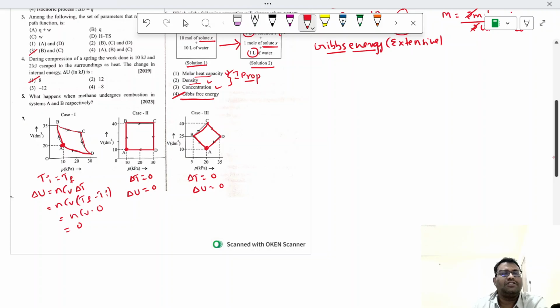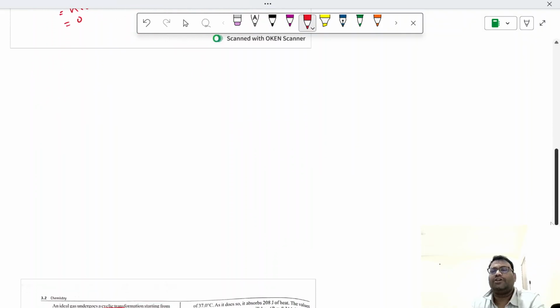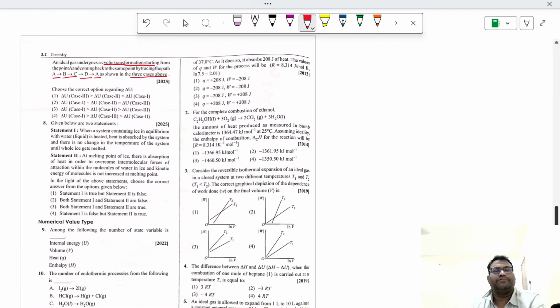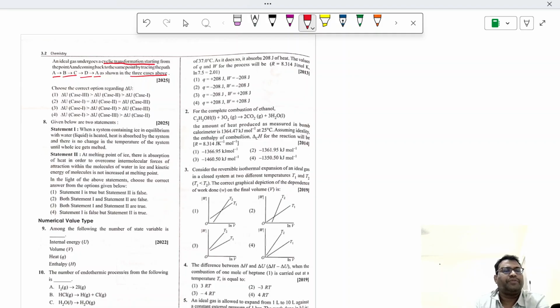So in all these three cases, what are you finding? Delta U is equal to 0. Let us see here. Second option: delta U in case 1 is equal to delta U in case 2 is equal to delta U in case 3. In all these cases, delta U is equal to 0 because delta T is equal to 0, because this is a cyclic process.